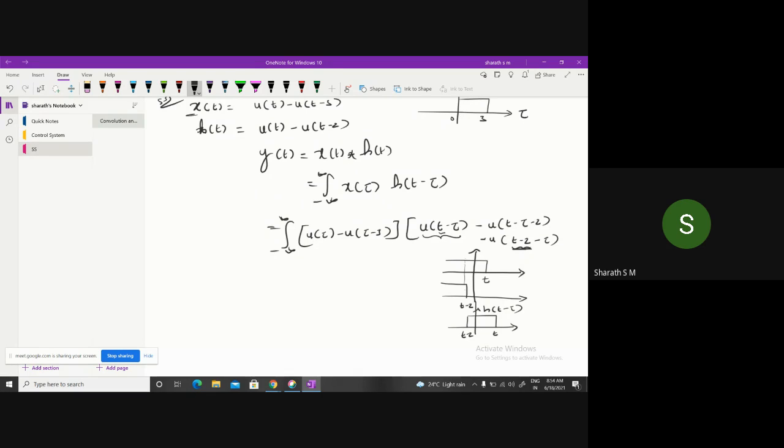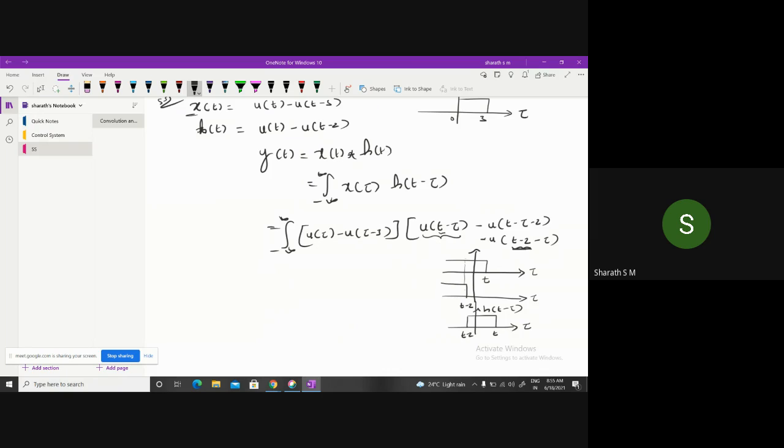Whoever has not understood, ask here. So this signal is u of t minus tau: minus tau plus t times shift towards the right side. All these signals we write in the convolution integral are with respect to the scale tau, not with respect to t. That is important here.